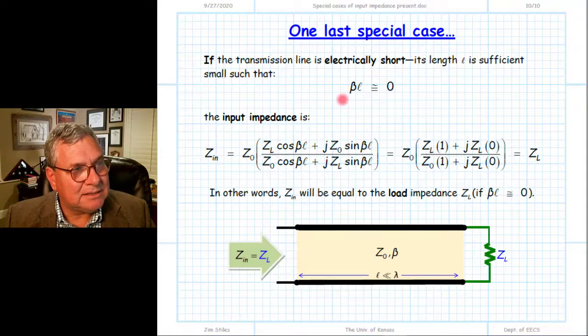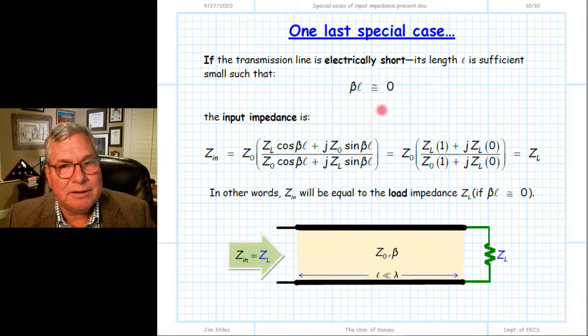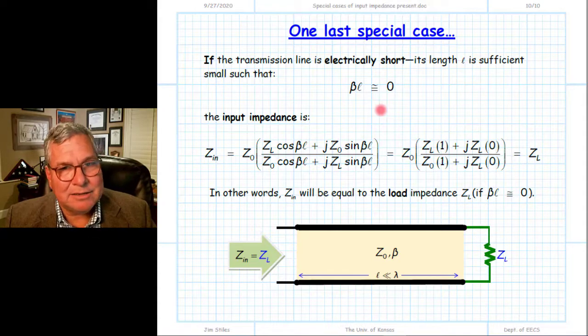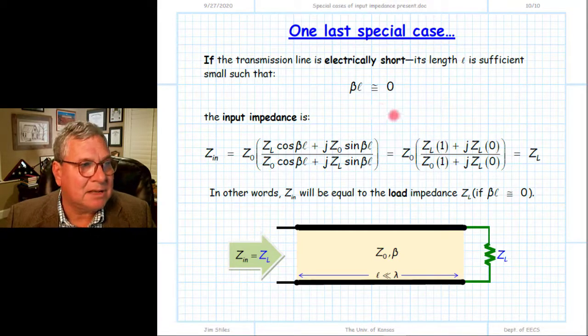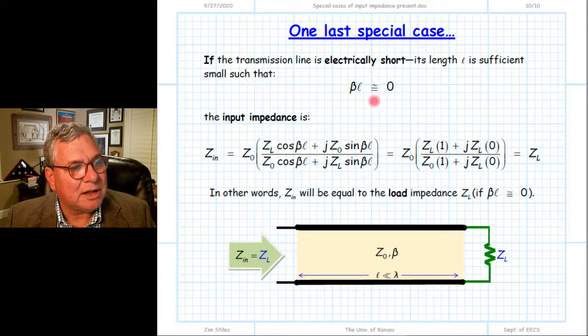Now, this is a case that you're very familiar with. This is really the assumption that you've been using all along in your earlier circuits classes. The reason we didn't have to worry about inductance and capacitance per unit length is because the beta L of those wires, of those transmission lines, was small. In that case, the input impedance is simply equal to ZL, whatever ZL is.